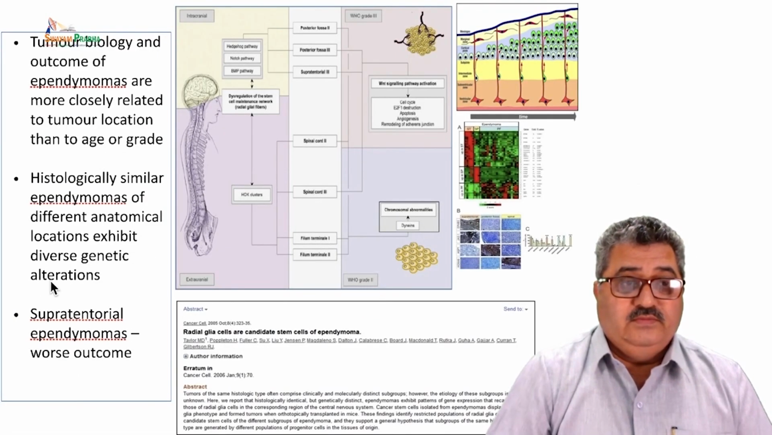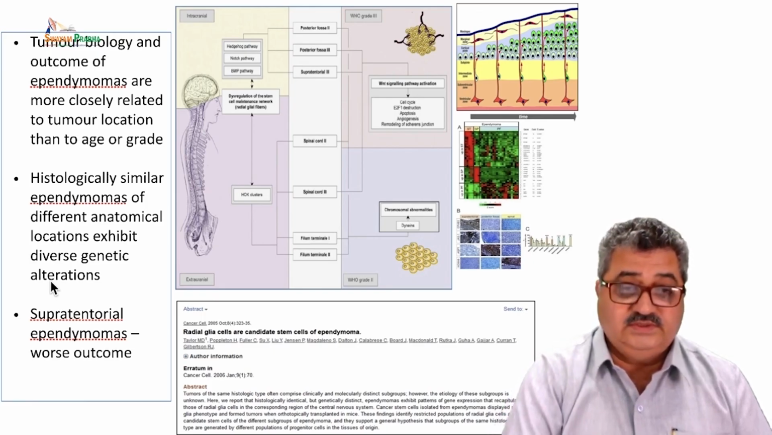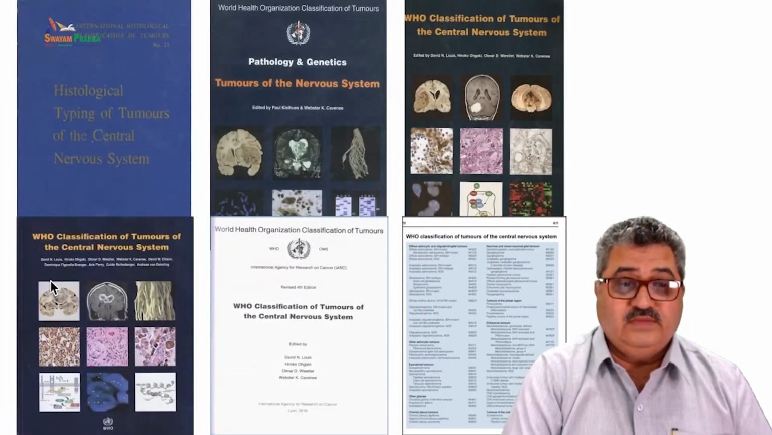Now, the most important landmark discovery in ependymoma was when Taylor et al. proposed that ependymomas at different sites arise from radial glial cells and have different molecular markers, and the prognosis of these tumors depends upon the site and the molecular markers.